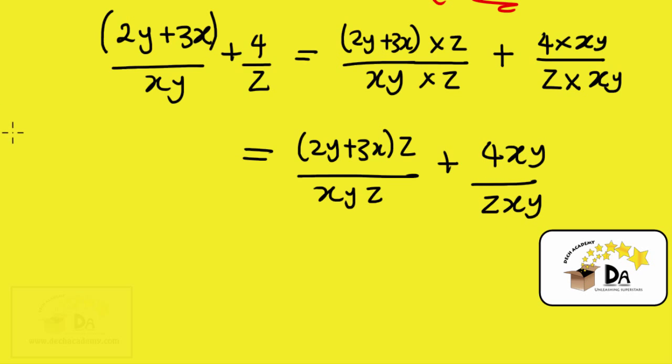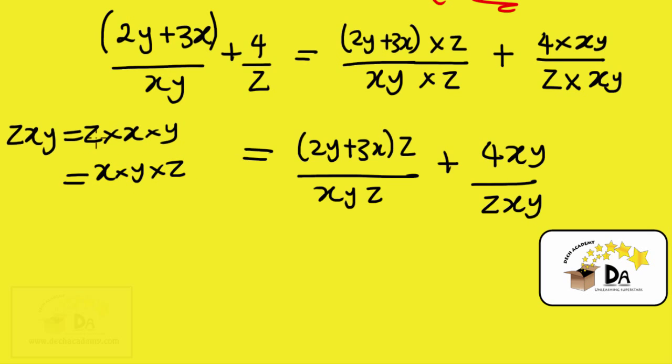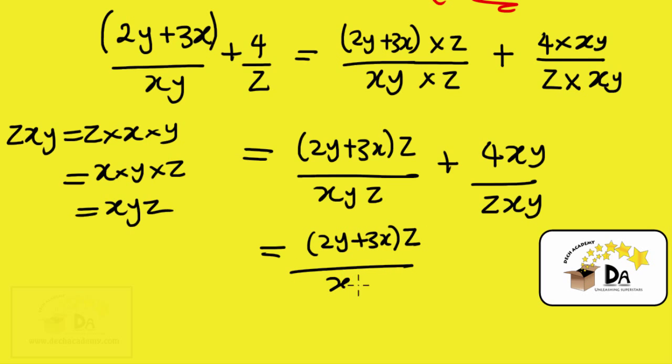Now note, zxy is z times x times y, which is the same thing as x times y times z, because the order in which the multiplication is carried out doesn't matter when we're just talking about multiplication of expressions or terms. And x times y times z is the same thing as xyz. So zxy is xyz. So we now have 2y plus 3x times z over xyz plus 4xy over xyz.